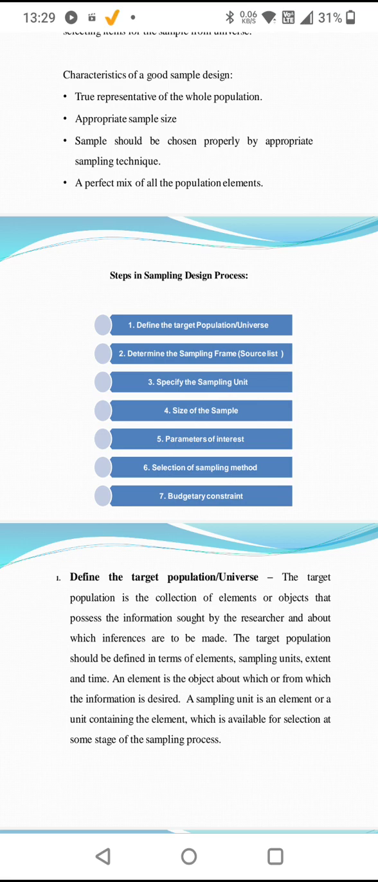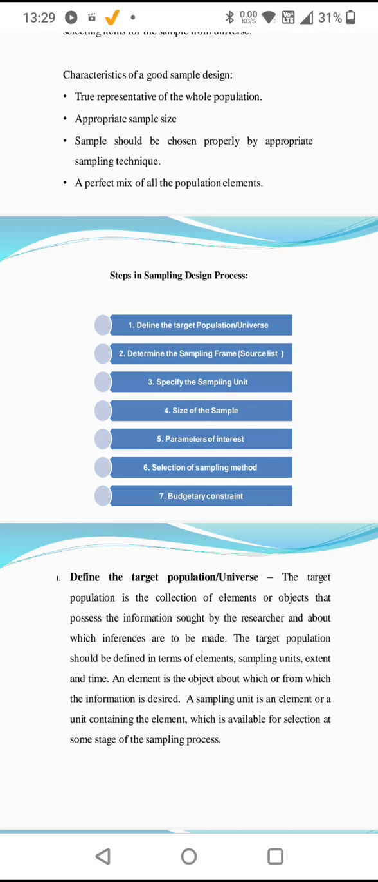The population of a city, the number of workers in a factory, and the like are examples of finite universe. Whereas the number of stars in the sky, listeners of a specific radio program, throwing of a dice, etc., are examples of infinite universe.